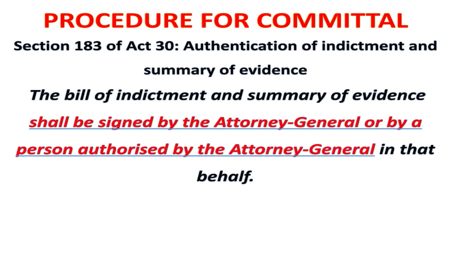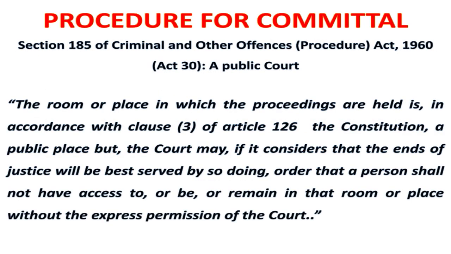Now the next thing, we already know that the committal proceedings must happen at the district courts. But I want you to know that section 185 has an interesting provision that must be complied with before you begin with the committal proceedings. Section 185 of Act 30 says that the room or place in which the proceedings are held is, in accordance with clause 3 of Article 126 of the Constitution, a public place. But the court may, if it considers that the ends of justice would best be served by so doing, order that a person shall not have access to, or be, or remain in that room or place without the express permission of the court.